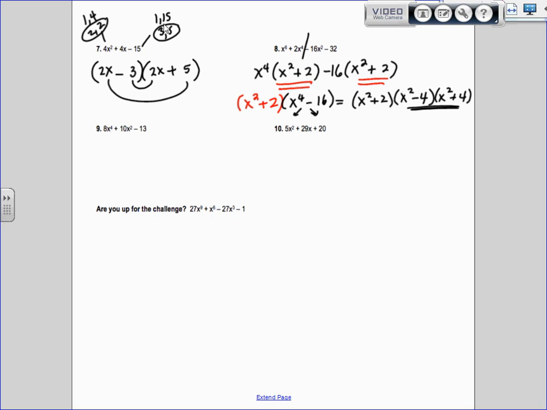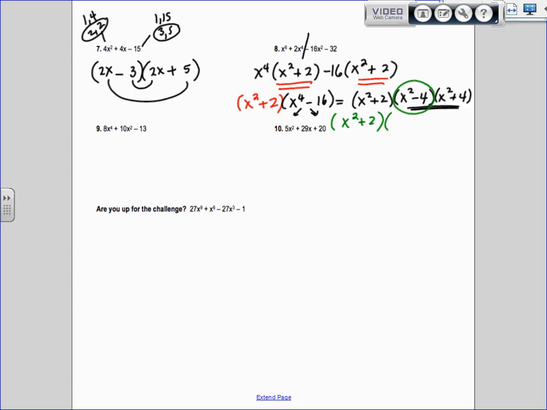Is it done? No? Not minus 2 and plus 1. Nope. The x squared plus 2 stays how it is. What about the x squared minus 4, though? That's the difference of 2 squares.